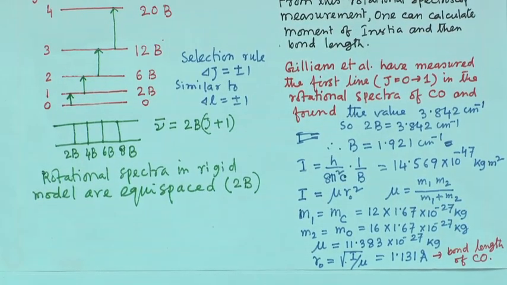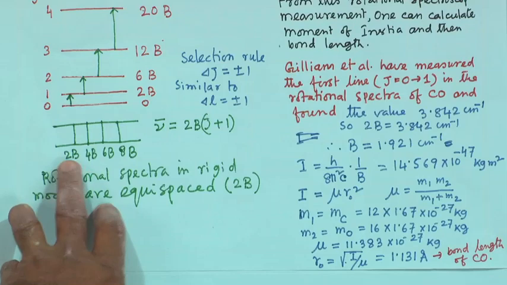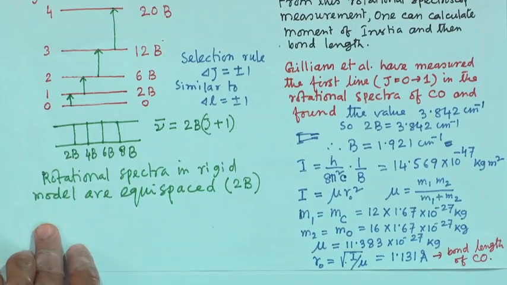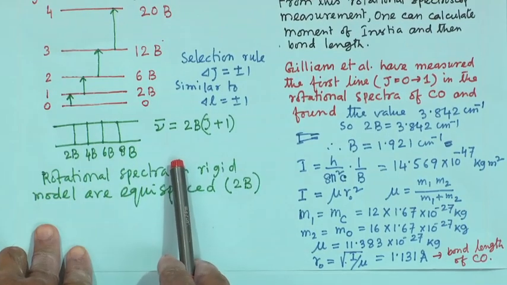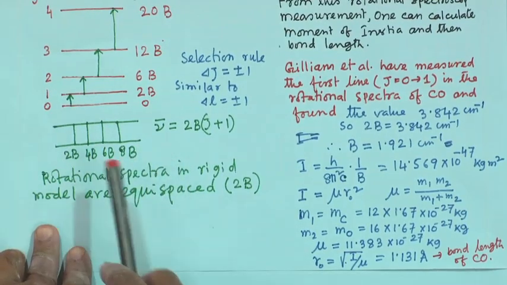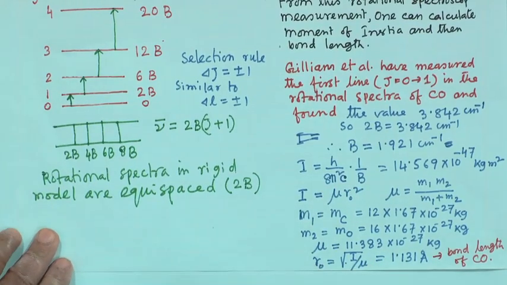So this is a very nice experiment. Just from rotational spectroscopy, also called microwave spectroscopy, one can measure the energy of the spectral lines, the first spectral line or second, third, fourth. But the first one is the intense one, the others are difficult to see, that I will discuss.